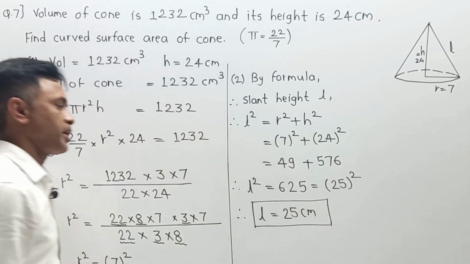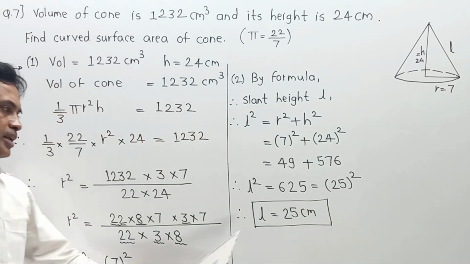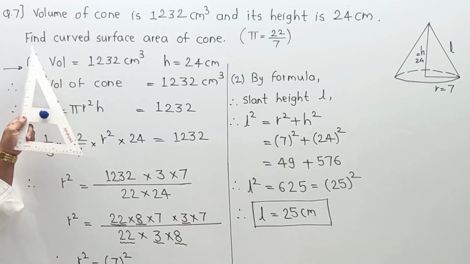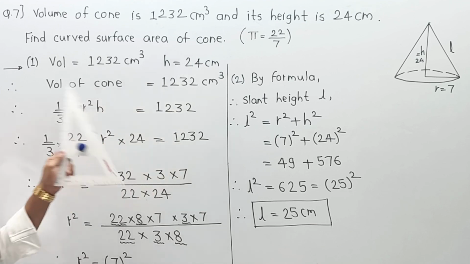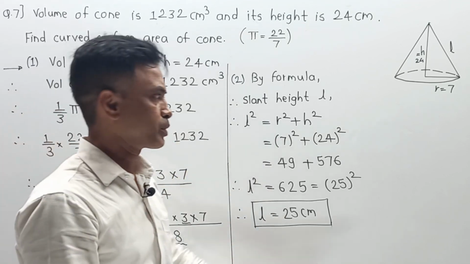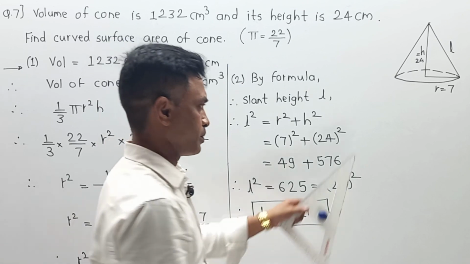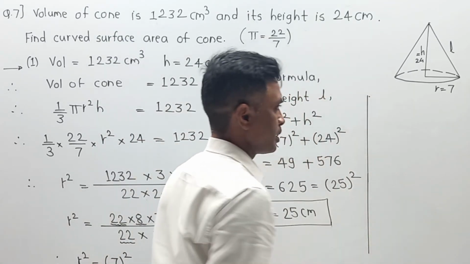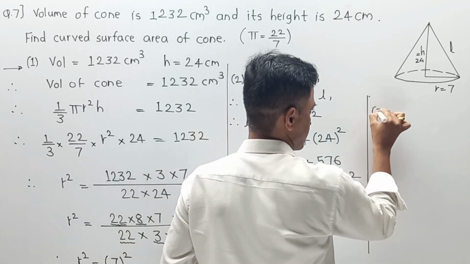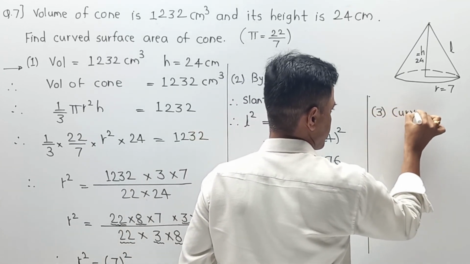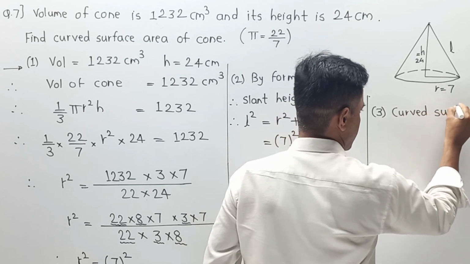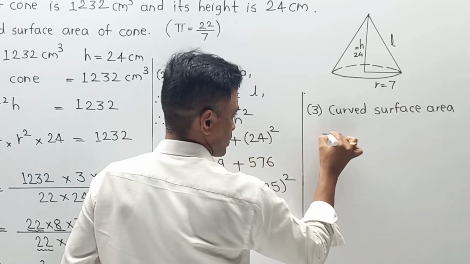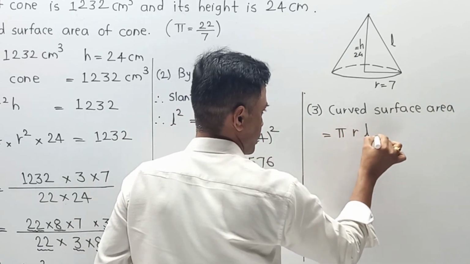So this is your second part. First we calculated R as 7, then slant height L as 25 centimeter. Still our main part is the curved surface area of a cone. So after completing first and second, we are moving to the third part, curved surface area of a cone. So the third part is curved surface area, that is equal to pi r L.